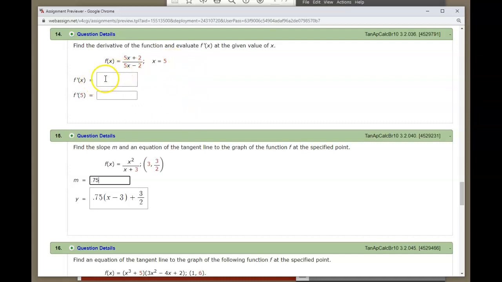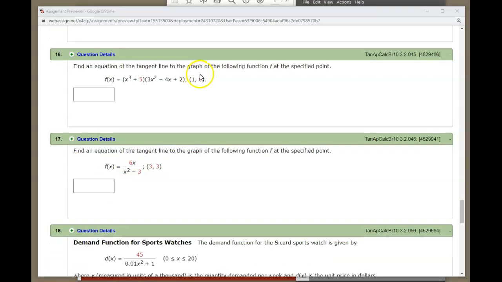So here you have to find the derivative because they're asking for the formula. Down here they did not ask you to find the derivative, they just wanted the equation of the tangent line and the slope at a particular point. So you didn't have to find the derivative first. For 16 and 17 you can use your calculator again.